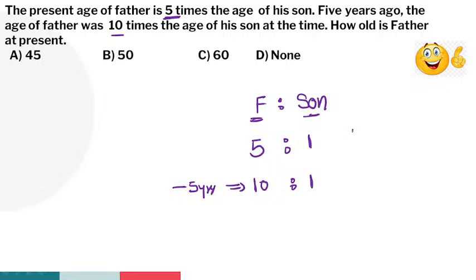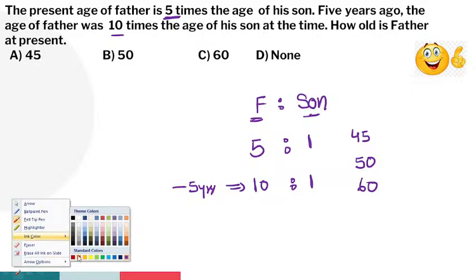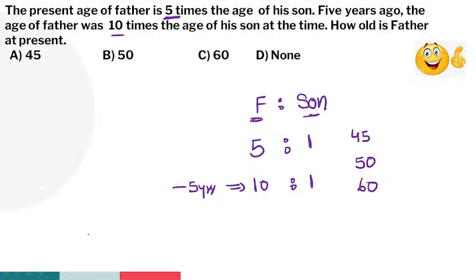So go through option verification. What is the first option? 45. Second option, 50. Third option, 60. We have to find out the age of father, guys, here. What is the first option? 45. 45 is a multiple of 5. Yes, 5 nines are 45.